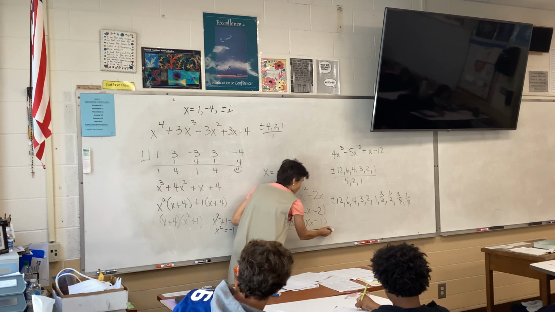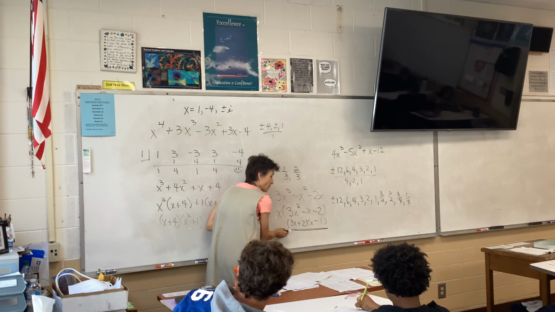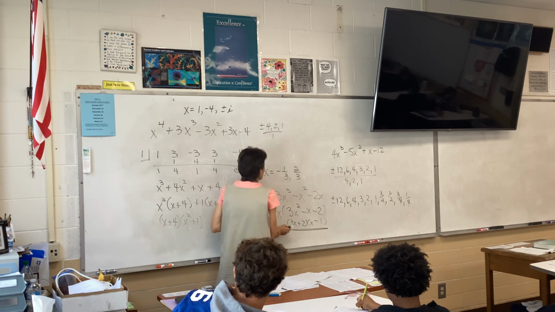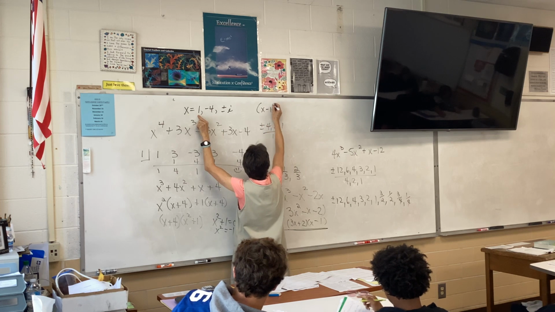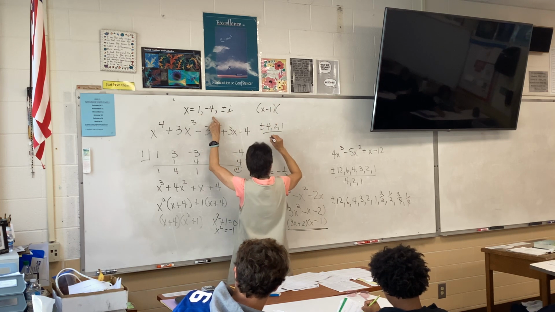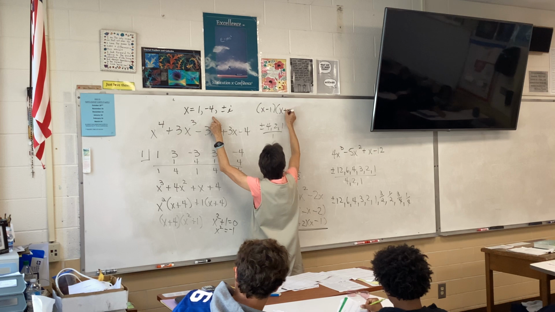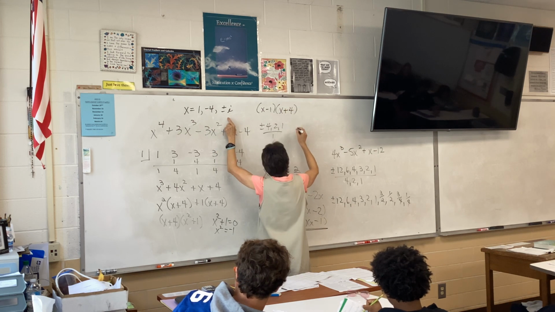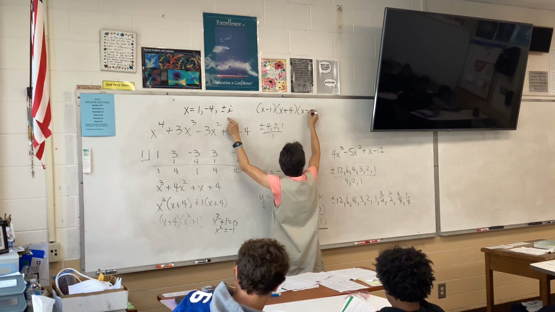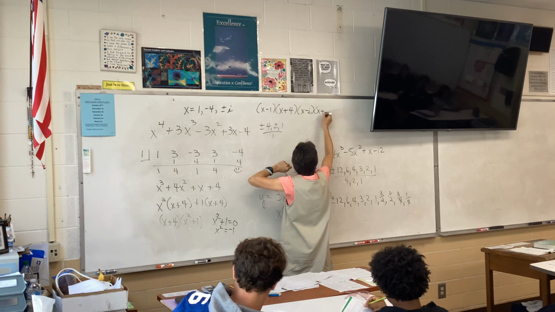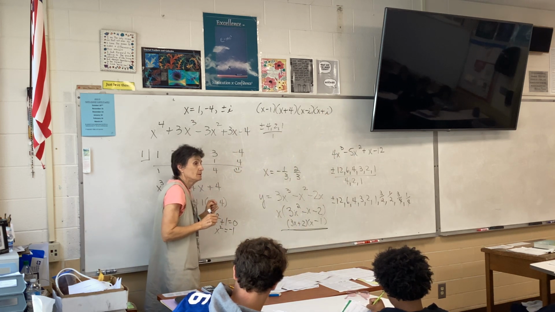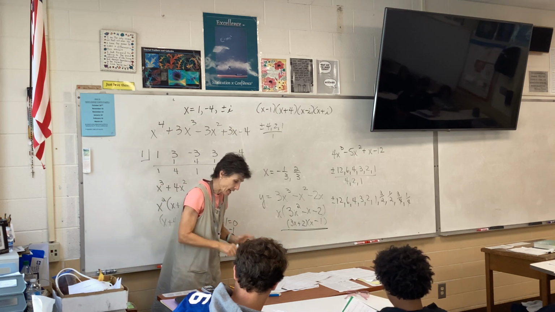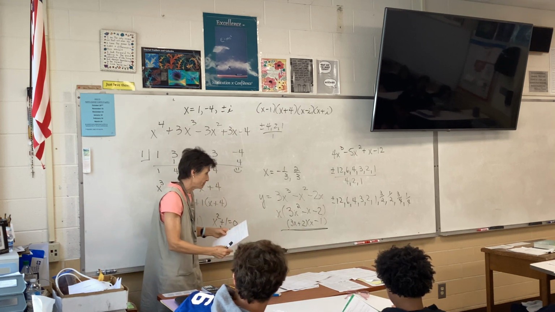Now, linear factorization. This is a linear factorization. We write them as factors. So, what is the factor for 1? x minus 1. What is the factor for negative 4? x minus negative 4. What is the factor for positive i? x minus i. And negative i. There's the linear factorization. Just write them as factors.